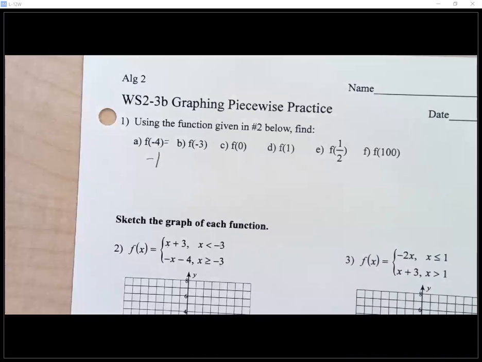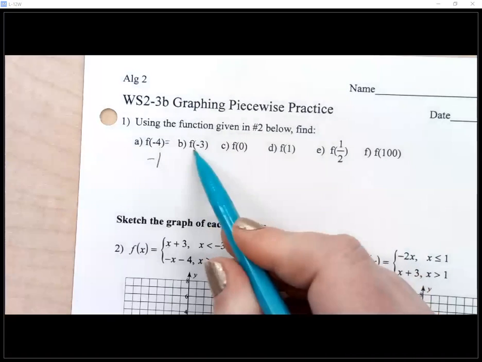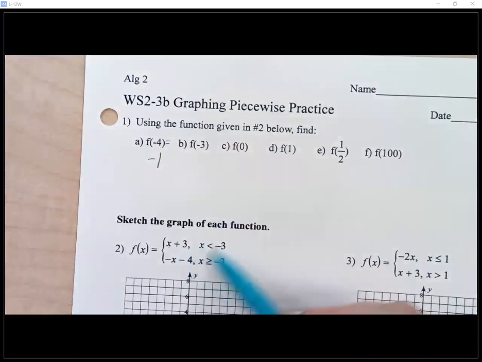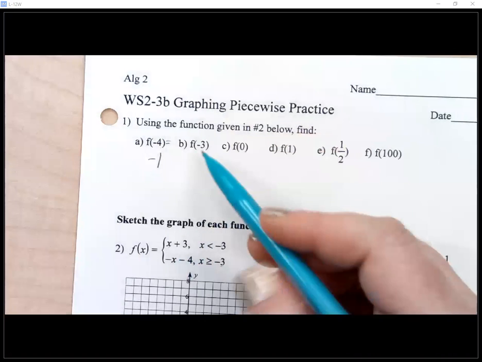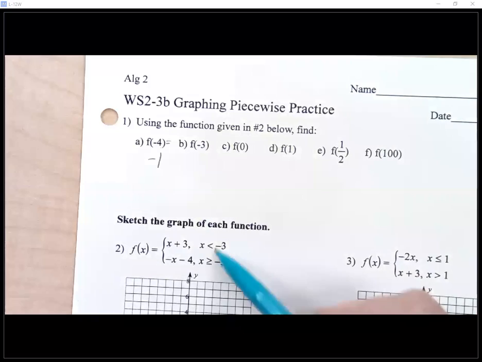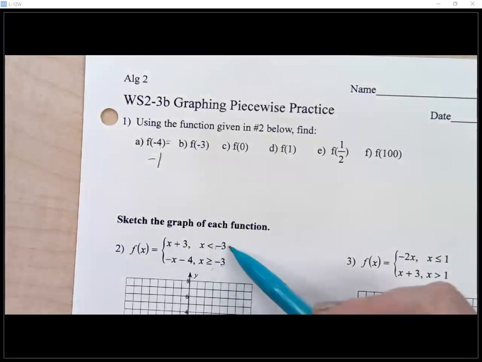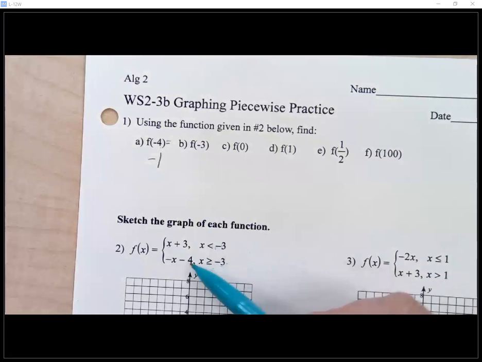Do you want to try B? So you're going to take -3. You're just going to use this equation down here, number 2. I just wasn't able to write it up here. So you're going to take -3, figure out where you're plugging it in. So would it fit into the top or the bottom? Yeah, so now plug in -3 into -x minus 4 and see what comes out.